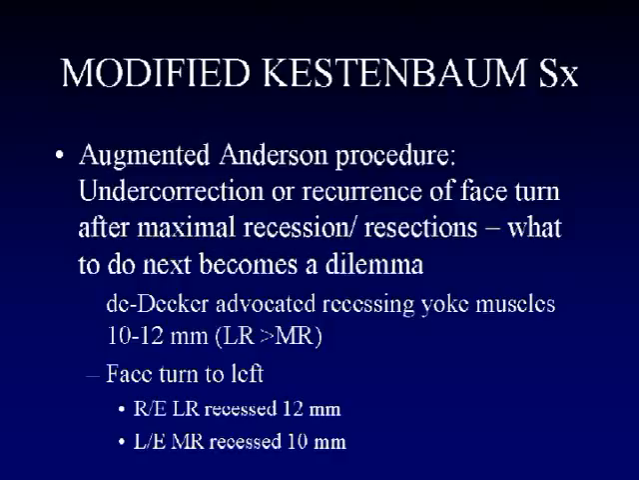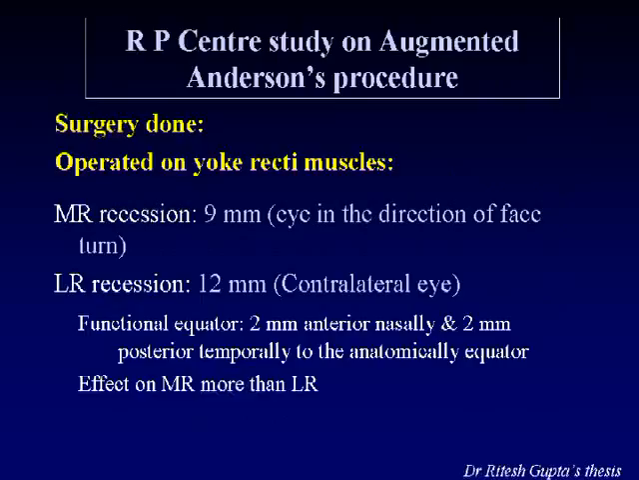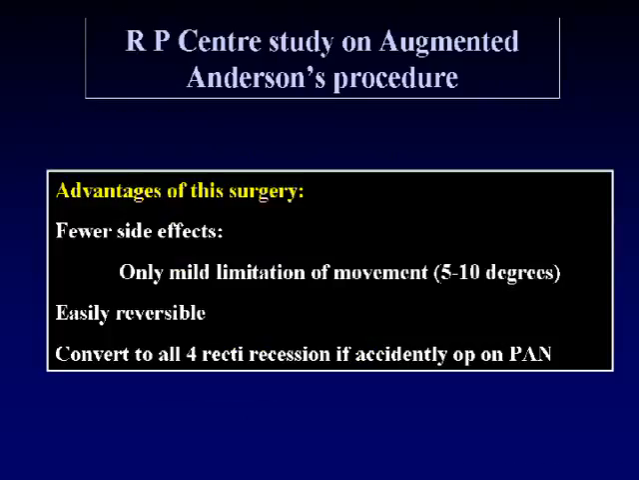So for a face turn to the left, in the right eye, you would do the lateral rectus recession of about 12 millimeters and the medial rectus recession of about 9 to 10 millimeters. We had done a study on the augmented Anderson's procedure using 9 mm recession on the medial rectus and 12 mm on the lateral rectus, and the effect was pretty gratifying. A good correction of the face turn was observed with very few side effects. Only a mild limitation of movement was observed, and like I said, it can easily be converted to all four recti recessions if you inadvertently operate on a PAN.